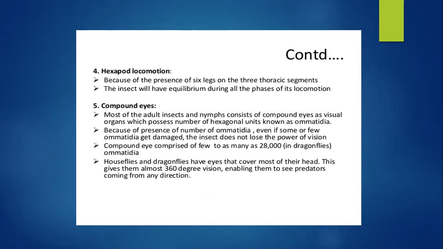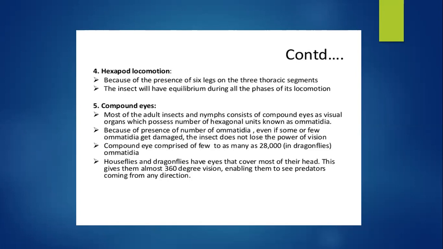Another important factor is hexapod locomotion. What is hexapod? Pod means legs, hexa means six. Having six legs, that is three pairs of legs, makes six. Because of the presence of six legs on the three thoracic segments, which you have already seen in the figures in the previous slides, they are able to adapt to various modes of locomotion. The insect will have equilibrium during all the phases of its locomotion. This hexapod locomotory mechanism is also an advantageous feature for an insect to live.